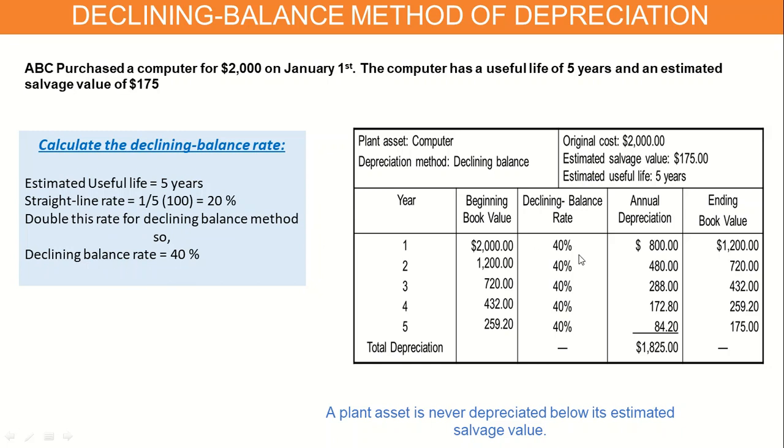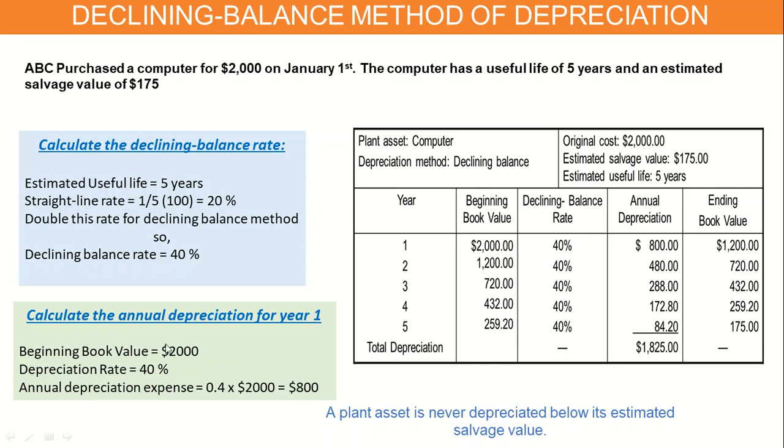I will again repeat that you multiply 40% with 2,000. Here we calculate it. The beginning book value is $2,000. The depreciation rate is 40%. Annual depreciation will be 0.4, the decimal value of 40%, multiplied by 2,000, and that will be $800. This will be subtracted from 2,000, and we will have $1,200.